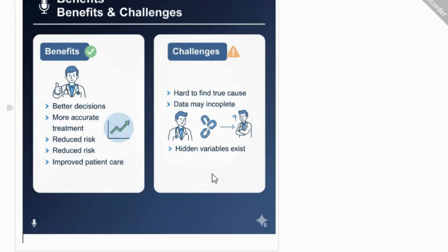So causal inference helps us understand why, and clinical decision support helps doctors decide what to do. In simple words, causal inference finds the real cause and effect, and clinical decision support uses this knowledge to help doctors make better decisions. So good AI does not just find patterns; it understands causes, and that is what makes it truly intelligent.